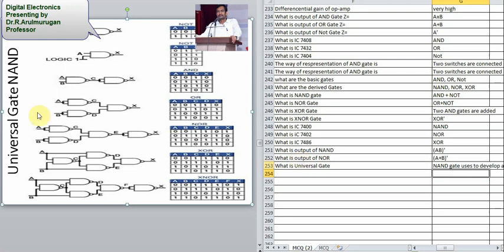Is it possible for the NAND gate to develop the AND gate? Yes. Can you develop the OR gate? Yes. The NOR gate? Yes. The XOR gate, the XNOR gate? Yes. All the gates I can develop. That is called universal.